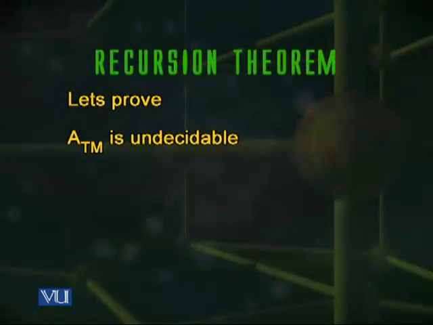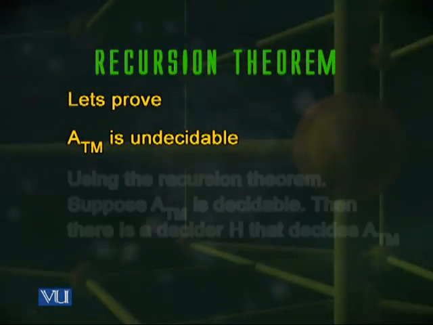Remember A_TM, the halting problem? Remember that language which consists of all pairs ⟨M, w⟩ such that M accepts w. We know that this language is undecidable. We already proved it, and the proof was brilliant. It used a diagonalization technique. Now, we will prove the same thing, that the halting problem is undecidable, using the recursion theorem. Let's prove that A_TM is undecidable.